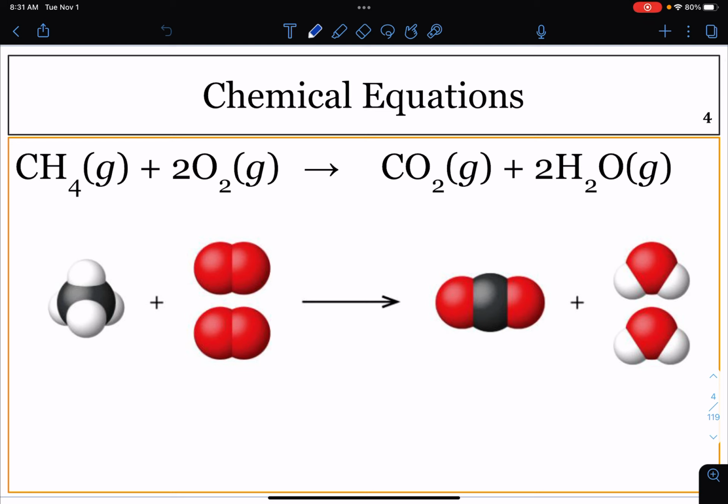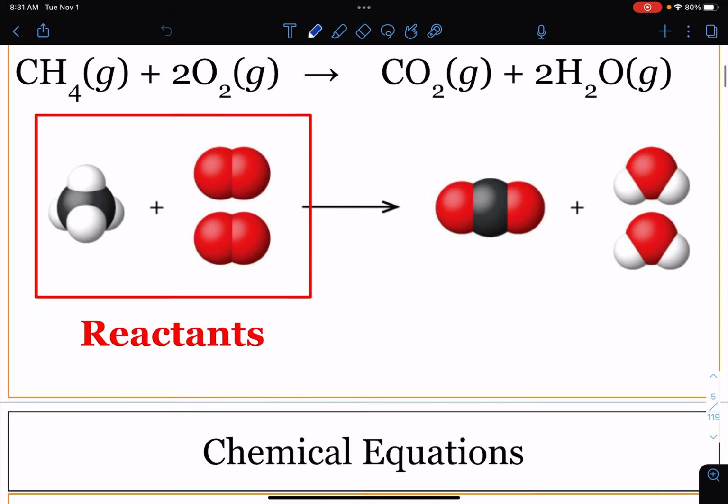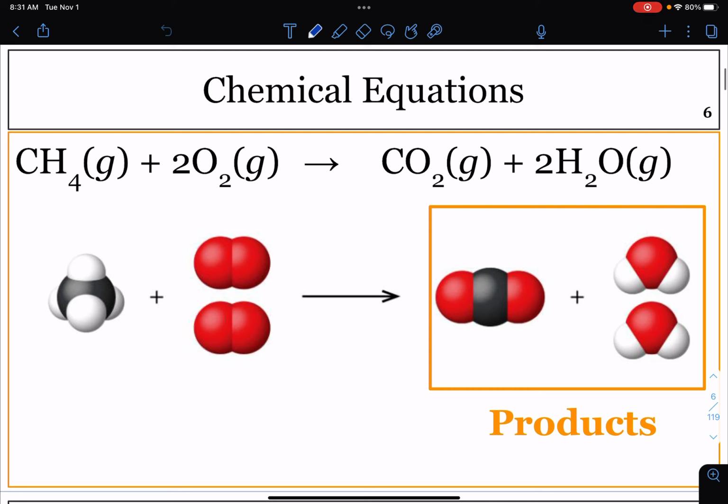Across the top, we have the symbols representing the molecules that are participating in the reaction. These space-filling models of each molecule help us visualize each atom that is present. On the left-hand side, we have the reactants. These are the molecules that will react together by breaking their own bonds and reforming into new molecules, becoming the products, which are always shown on the right-hand side of the reaction arrow.